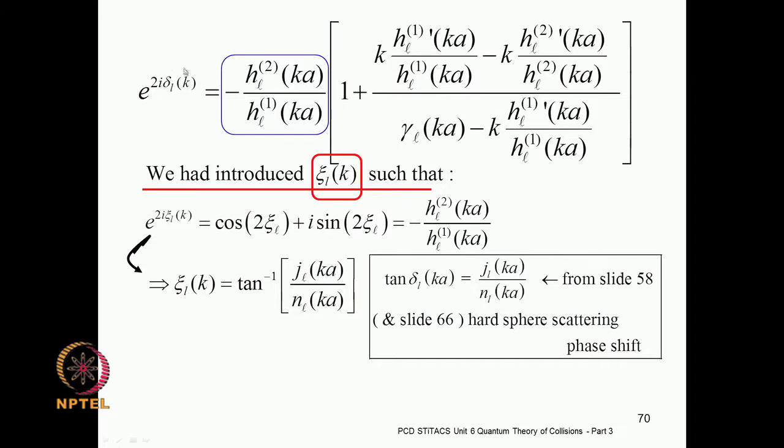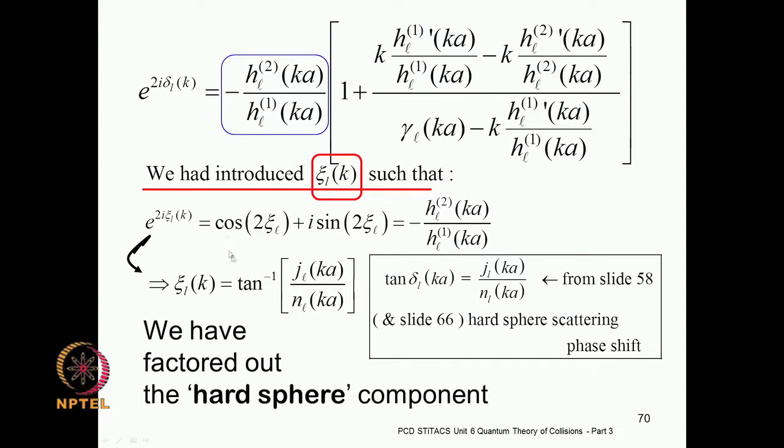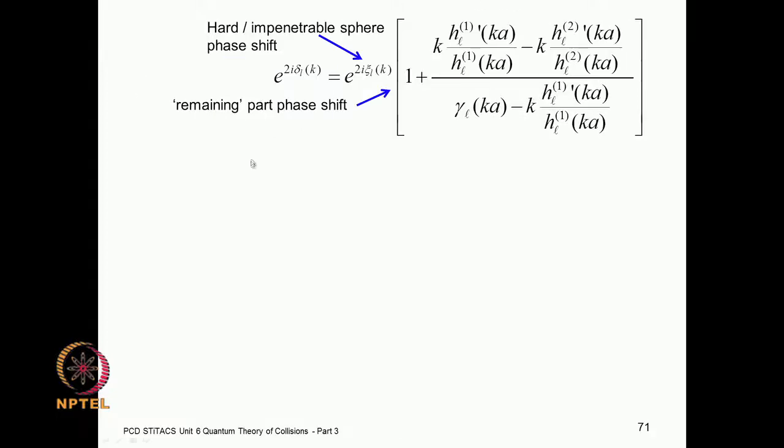Effectively, the net phase shift, the real phase shift due to the square well potential, can now be written as a sum of two parts: one coming from what is in this blue box, which is the hard sphere component as we shall call it, and then there is a remaining part which will be very sensitive to the details of the potential and other parameters of the scattering problem. So what we have essentially done is to factor out a component which we shall refer to as a hard sphere component. Mind you, the actual potential is not a hard sphere. The scattering phase shift has one part which is effectively the same as if it were coming from hard sphere scattering, and then there is a residual part. Our interest will be very much in the residual part, the remaining part of the phase shift.